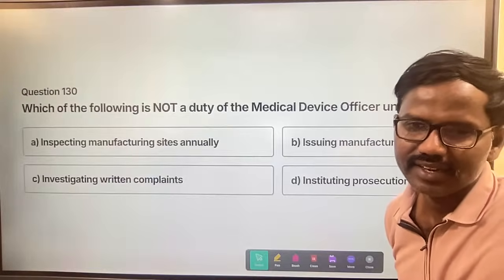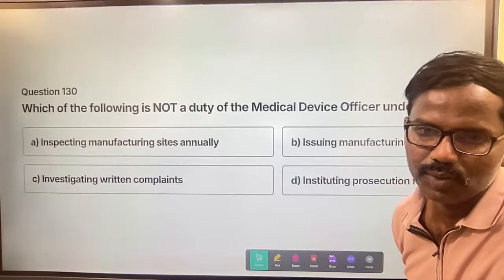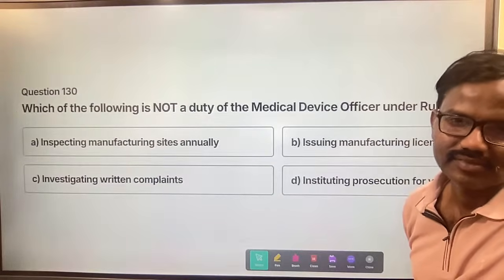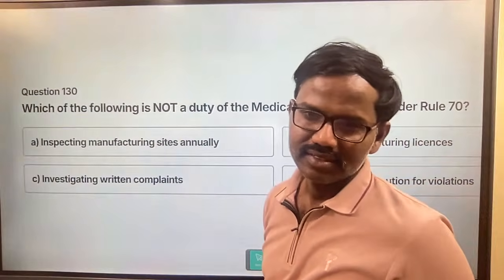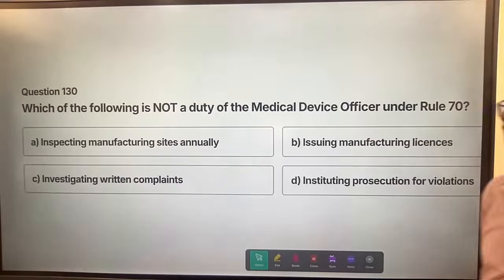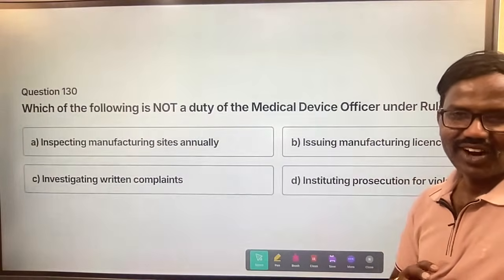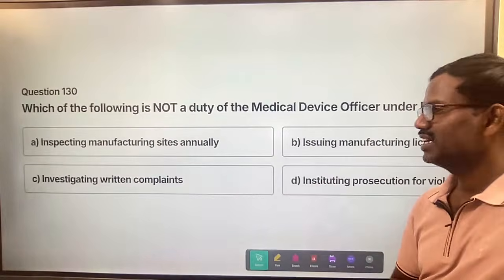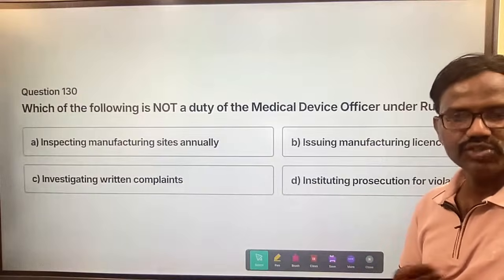Okay, B, right. Anushree also B, Narsimha Reddy also B. What about Pavani? Okay. Jyoti Das also opted B. Okay. All answered wrong answers. You are still not knowing your powers. You must investigate the written complaints. If somebody gives a written complaint, you go and investigate. That is your power.